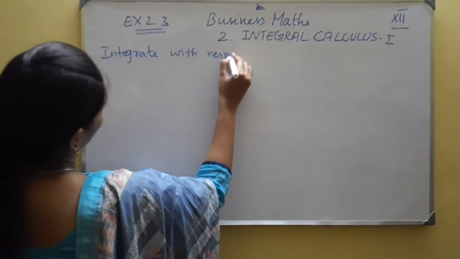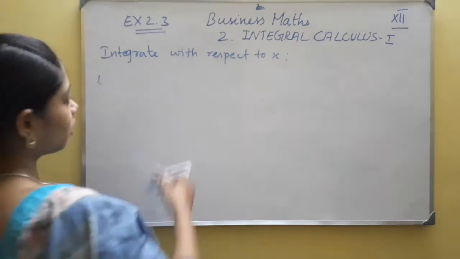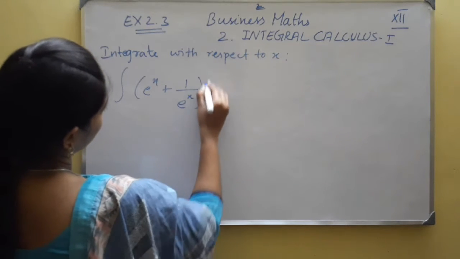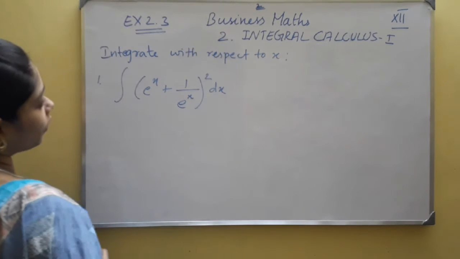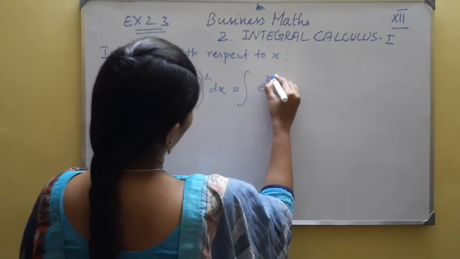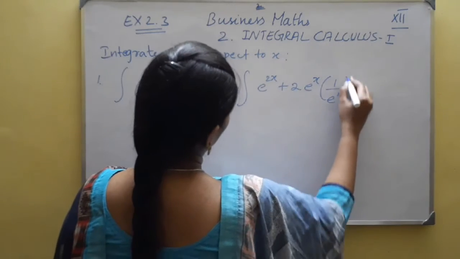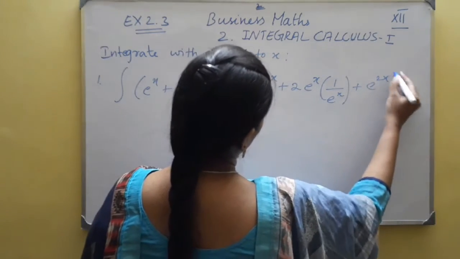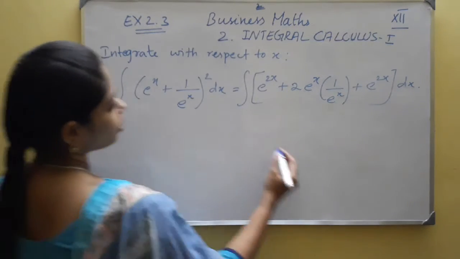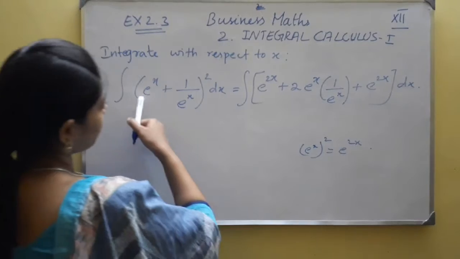With respect to x, first problem, we want to integrate e power x plus 1 by e power x the whole square into dx. We can expand this in a plus b whole square format. So this is e power 2x plus 2 times e power x into 1 by e power x plus 1 by e power 2x into dx, where e power x the whole square is written as e power 2x.